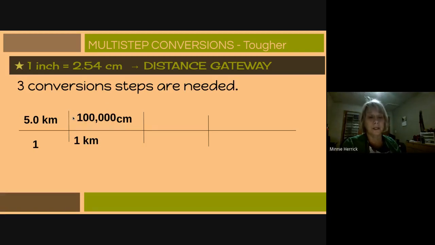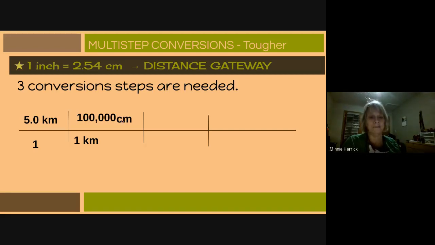We know that there's 100,000 centimeters in a kilometer. And the reason why we set it up this way is that it mathematically tells you how to do the converting, because the units cancel out. They're like X's on an algebra problem, and you're trying to simplify it down. So basically, we're going to take 5 times 100,000 as our first step.